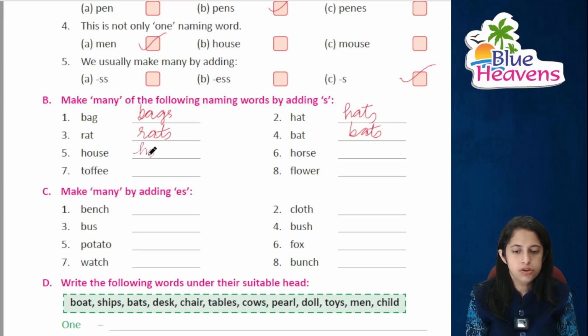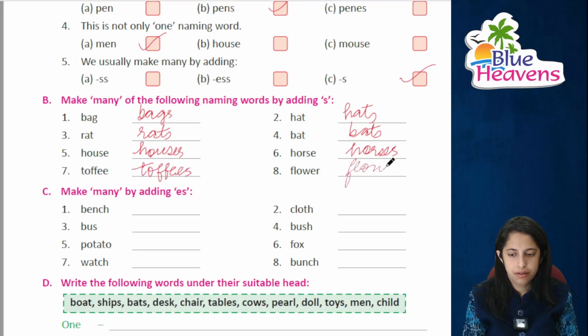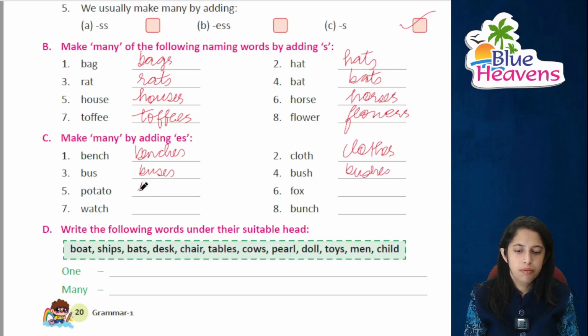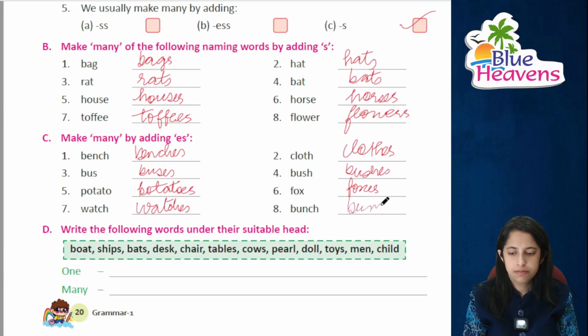Then house का houses हो जाएगा. Horse का horses हो जाएगा. Next is toffee, toffee का toffees हो जाएगा. And flower का flowers हो जाएगा, right? Then we have studied about adding es, जैसे कि bench का benches, right? Clothes का clothes, es add कर देंगे हम. Bus का buses. Moving on, next is bush का bushes, right? Then next is potato का potatoes. Fox का foxes, right? Watch का watches. And bunch का bunches.